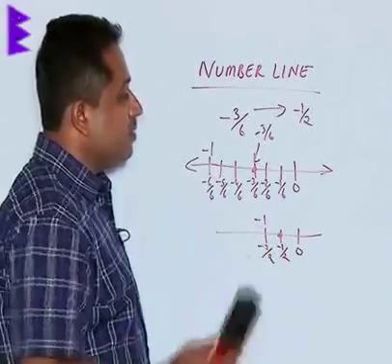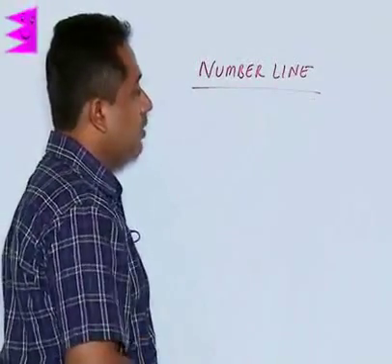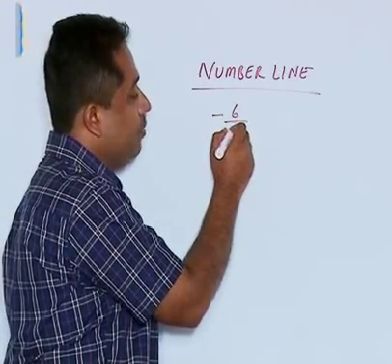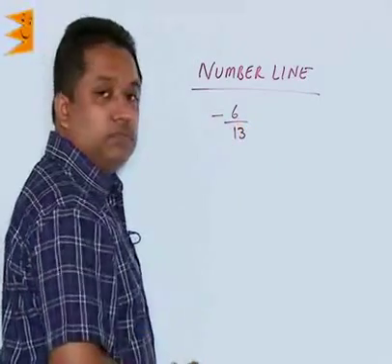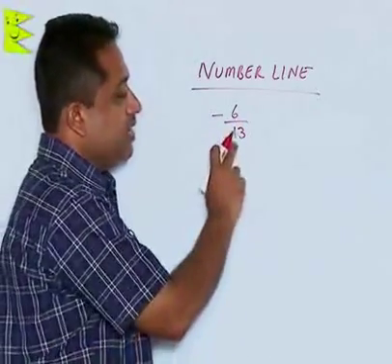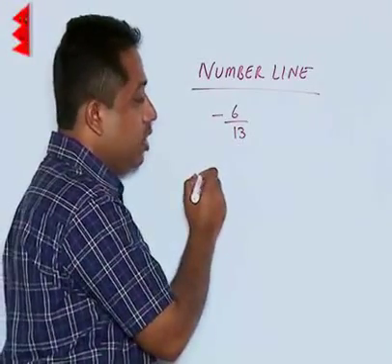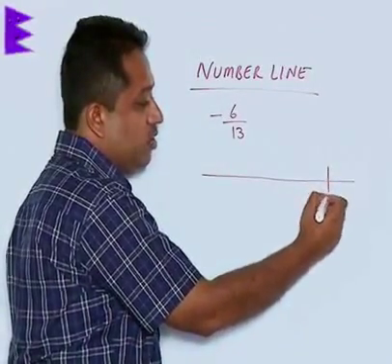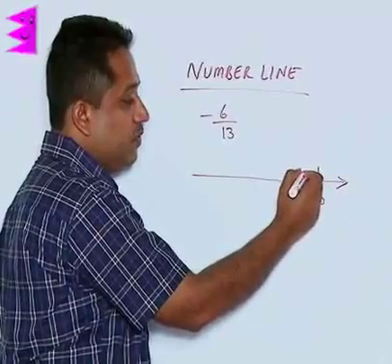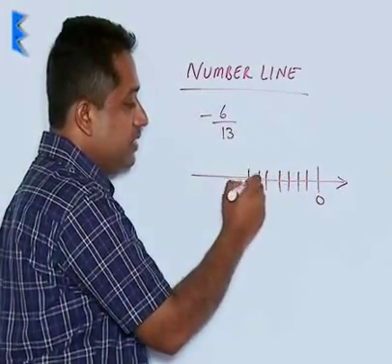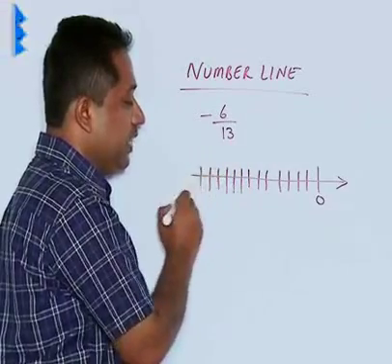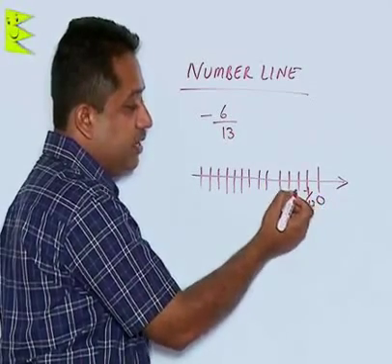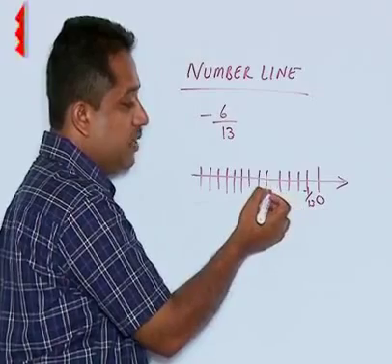Now we can also consider some other example. Let's say we want to plot minus 6 by 5, or let's say minus 6 by a bigger number, let's say 13. Now in this case we find that again it's a negative number, and we have to divide now into 13 equal parts because the denominator is 13. So again concentrate on the left side of the number line, right side is positive. So we have 1, 2, 3, 4, 5, 6, 7, 8, 9, 10, 11, 12 and 13. So we have 13 parts, and here the first part is going to be minus 1 upon 13. This is minus 2 by 13, 3 by 13, 4 by 13, 5 by 13.